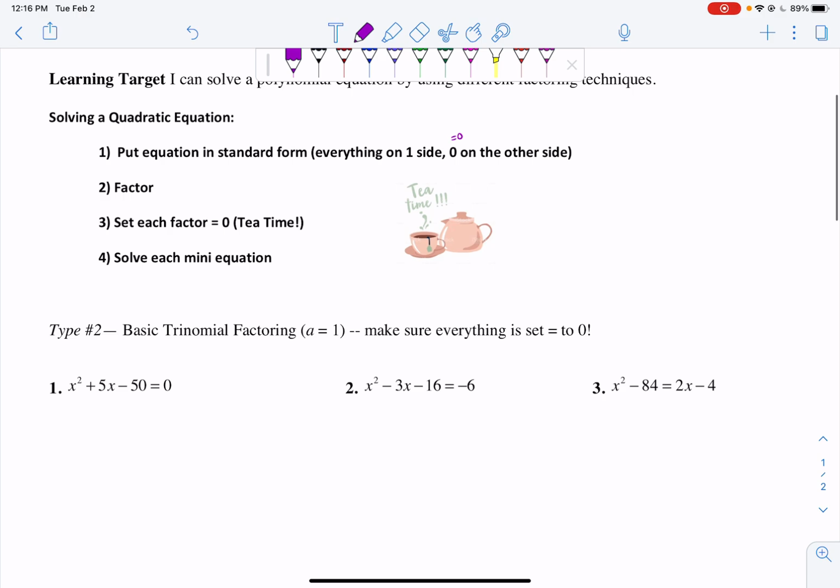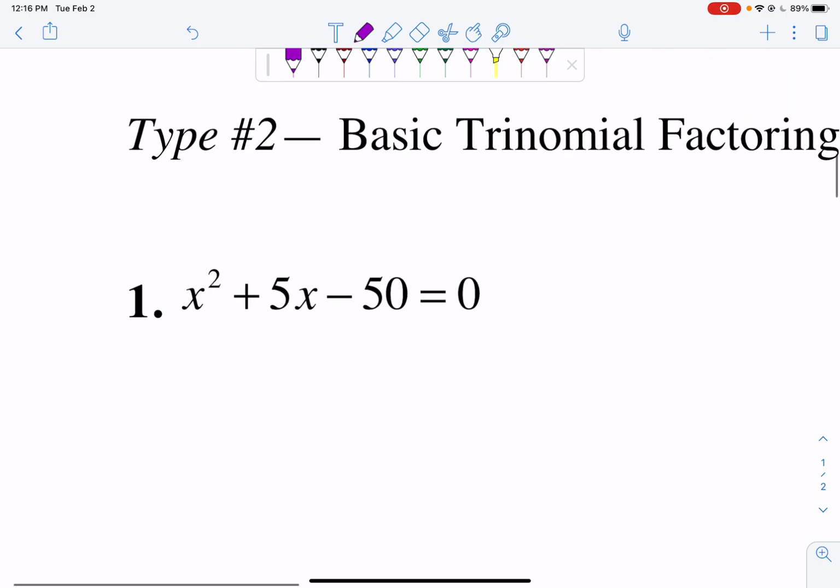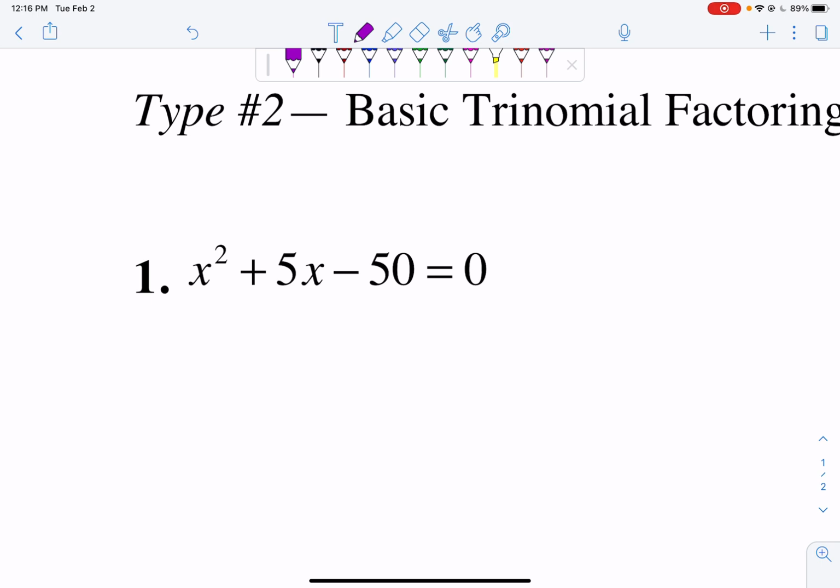So let's do some basic trinomial factoring where a is equal to 1. And again, before we even go any further, we just need to make sure everything is set equal to 0. So the first thing I'm going to ask myself is, is this equation set equal to 0? I have x squared plus 5x minus 50 equal to 0. So it's equal to 0. I can go ahead and start factoring. I am looking for two numbers that add up to a positive 5 and multiply to a negative 50.